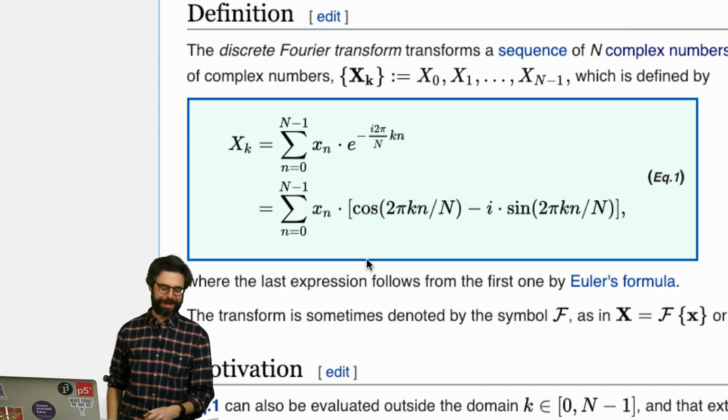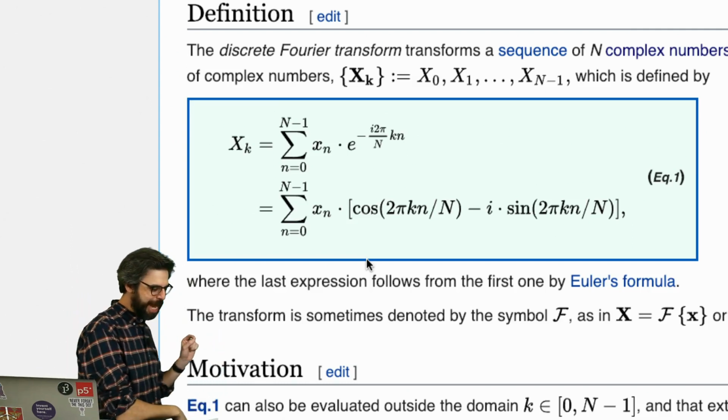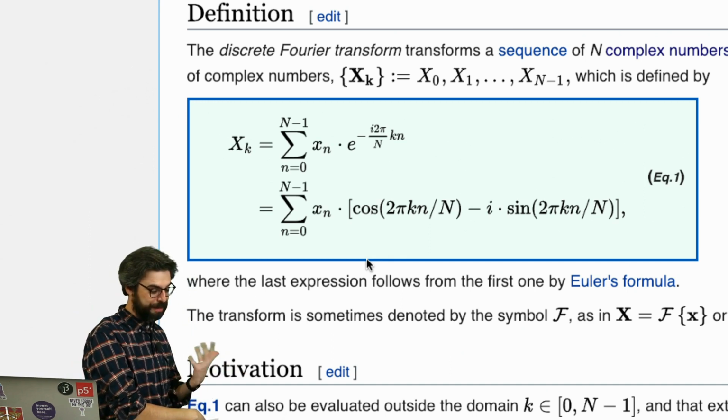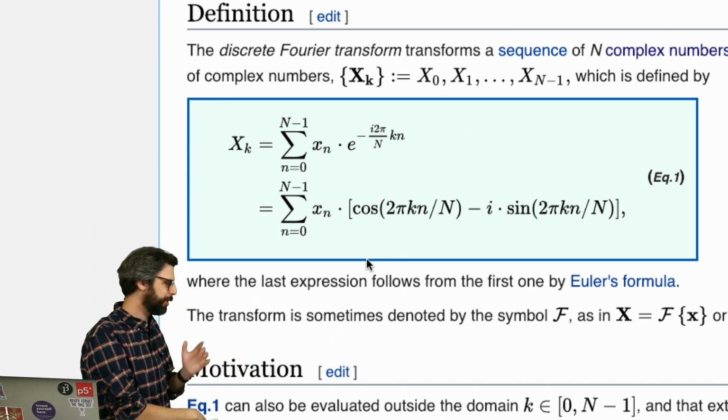Yeah, Simon, that's a very good point. Simon says a real number is actually a complex number with an imaginary component of 0, which totally makes sense.